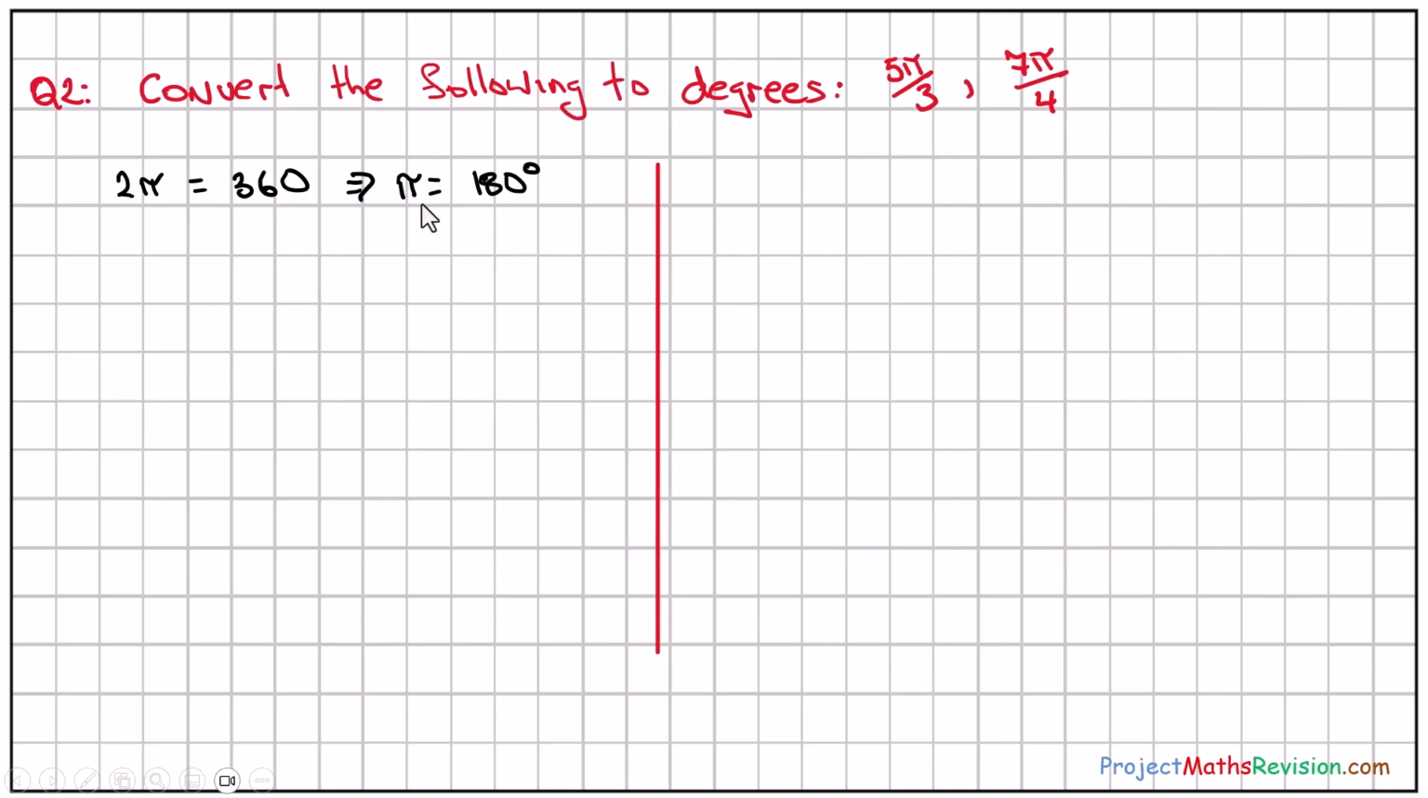So 1 radian would be 180 degrees over pi, and we want 5 pi over 3 radians. So 5 pi over 3 radians would be 180 times 5 pi over 3 divided by pi. The pi's cancel here, and 180 by 5 divided by 3 is 300 degrees. So you could try converting 7 pi over 4 to degrees.